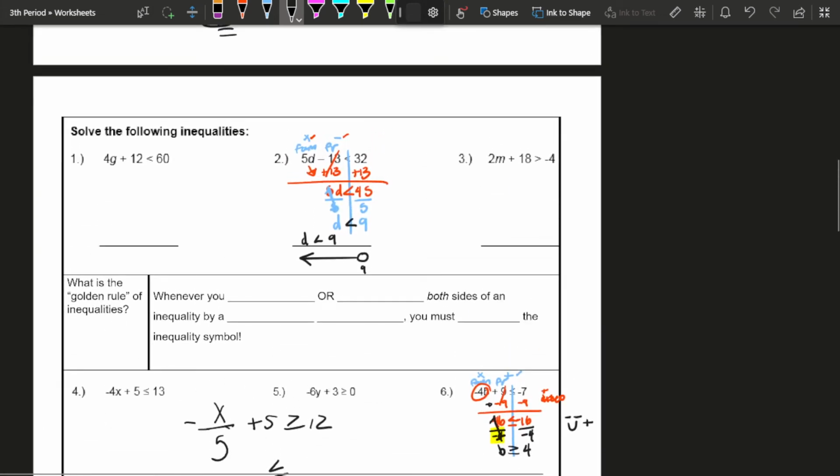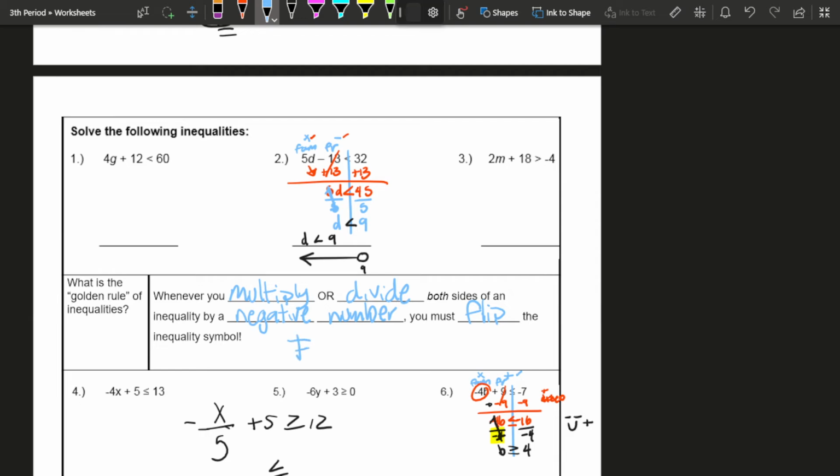So when you multiply or divide both sides by a negative number, you must flip the inequality symbol. Flip the tortilla. Flip the tortilla, right? That's the only difference when you multiply or divide by a negative number.